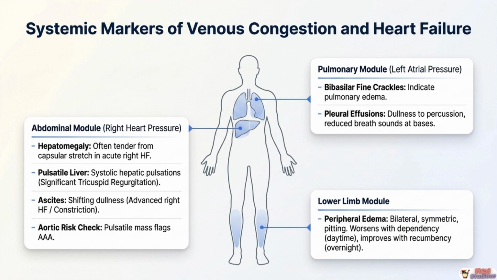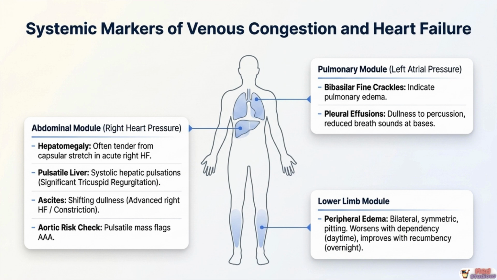Heart failure produces systemic markers that map directly onto specific anatomical modules, and reading these modules correctly tells you exactly which side of the heart is struggling. The pulmonary module, reflecting elevated left atrial pressure, includes bibasilar fine crackles, indicating pulmonary edema, and pleural effusions, detected through dullness to percussion and reduced breath sounds at the lung bases.